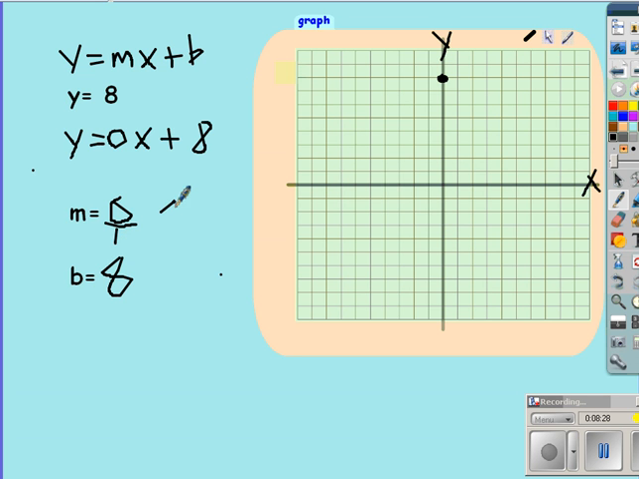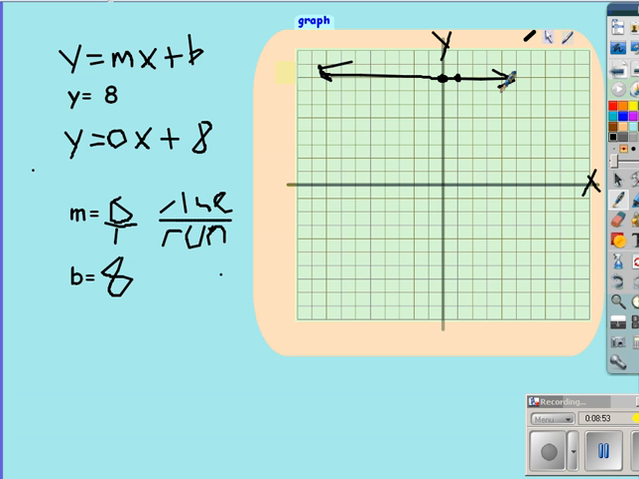That's my rise over my run. So my rise of 0, I don't go up or down at all, and I go over 1. There's my second point. I can make a line through those 2 points. It ends up being a slope of 0, straight across horizontal line.